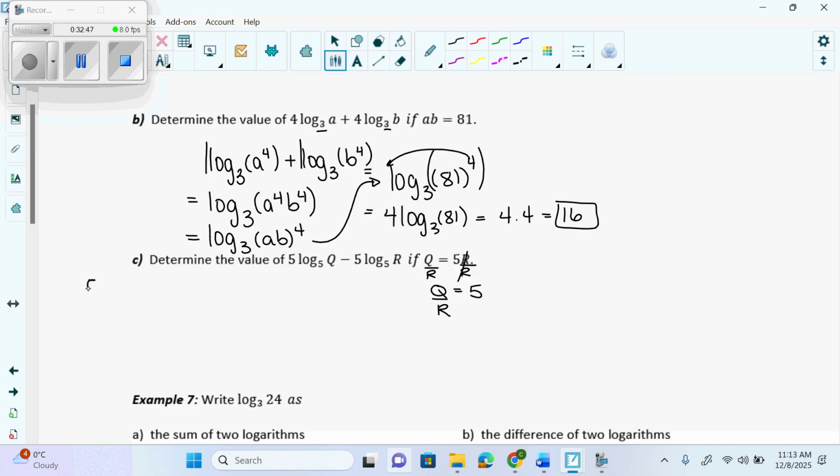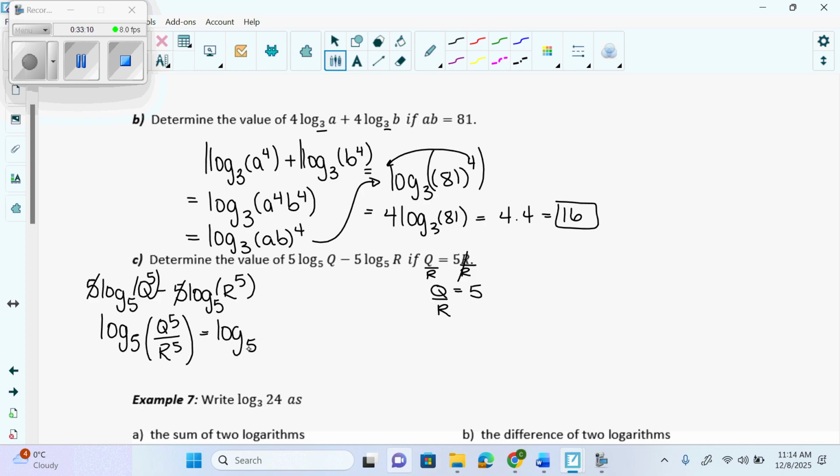So I'm going to get 5 log base 5 of q minus 5 log base 5 of r. Raise this to the 5. Raise this to the 5. I get log base 5, q to the 5 over r to the 5. Take the 5 out, I get log base 5 of q over r to the 5 inside its own brackets. So I get log base 5 of 5 to the 5.